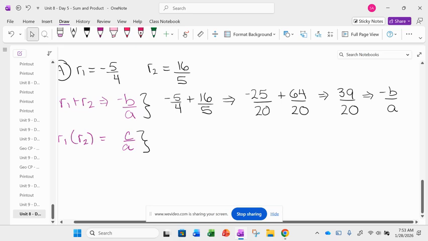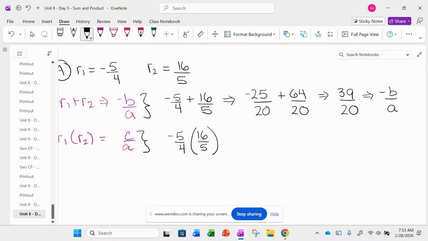Now I'm going to do the same thing for the product of the roots. So I have negative 5/4 times 16 over 5. When we're multiplying, can I cross simplify? Yeah, we can cross simplify, but I'm choosing not to. Does anybody know why I'm choosing not to? Charlie? So you don't get rid of the fractional form? Yeah, well, yes and no.